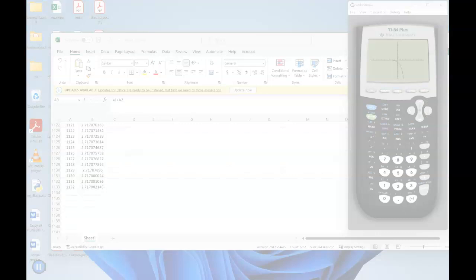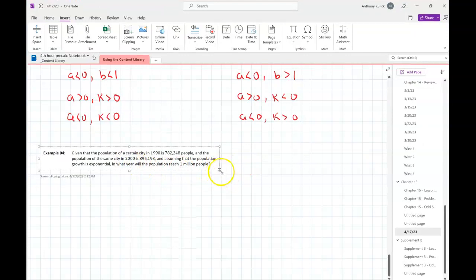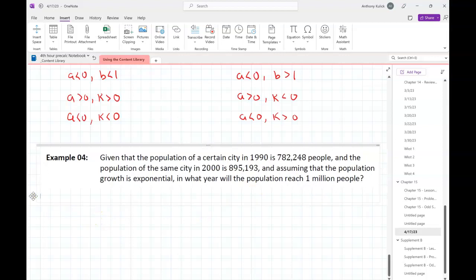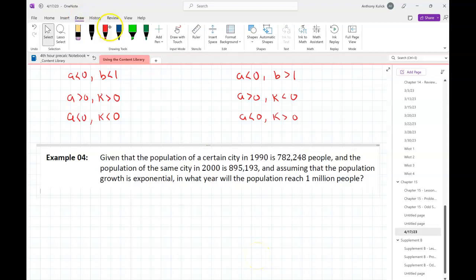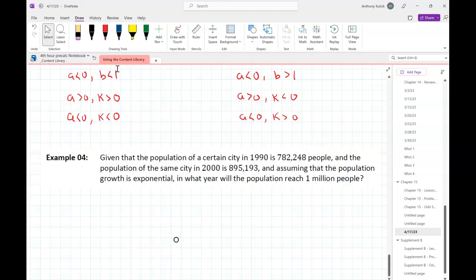All right, let's do another example. Given that the population of a certain city in 1990 is 782,248 people, and the population of the same city in 2000 is 895,193, and assuming that the population growth is exponential, in what year will the population reach 1 million?